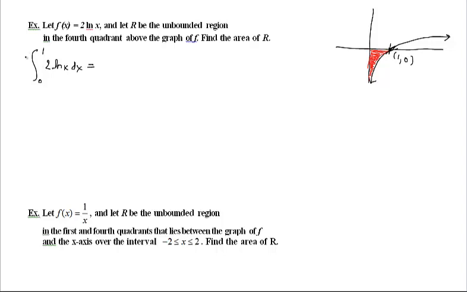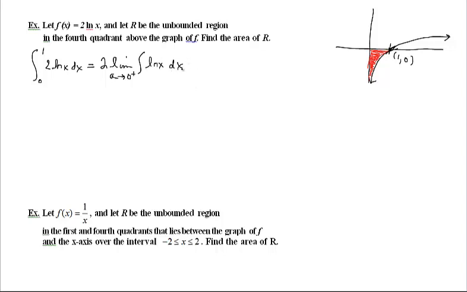I think I'm going to pull the 2 out as well when I rewrite it. So 2 times the limit as a approaches 0 from the right, and 0 is the issue here in the lower limit position, of the integral from a to 1 of natural log of x dx.